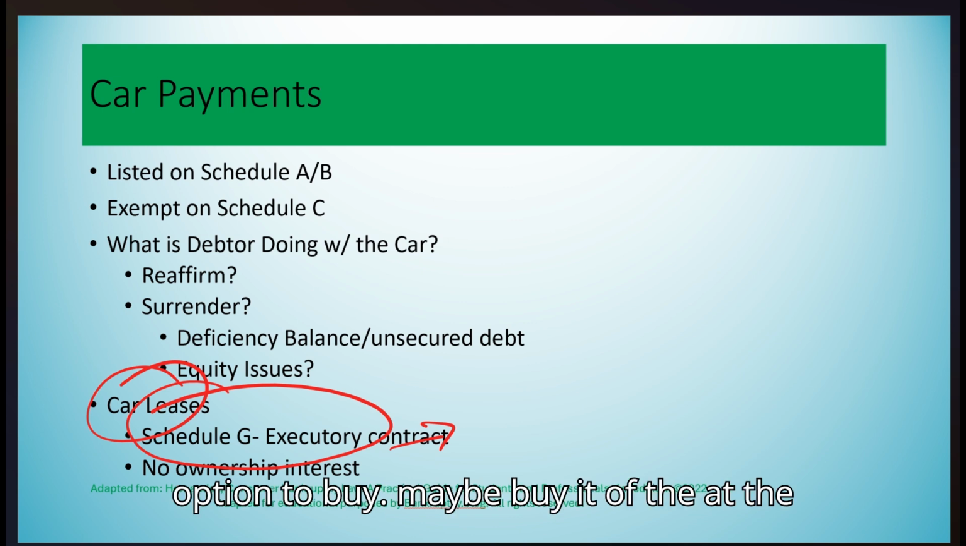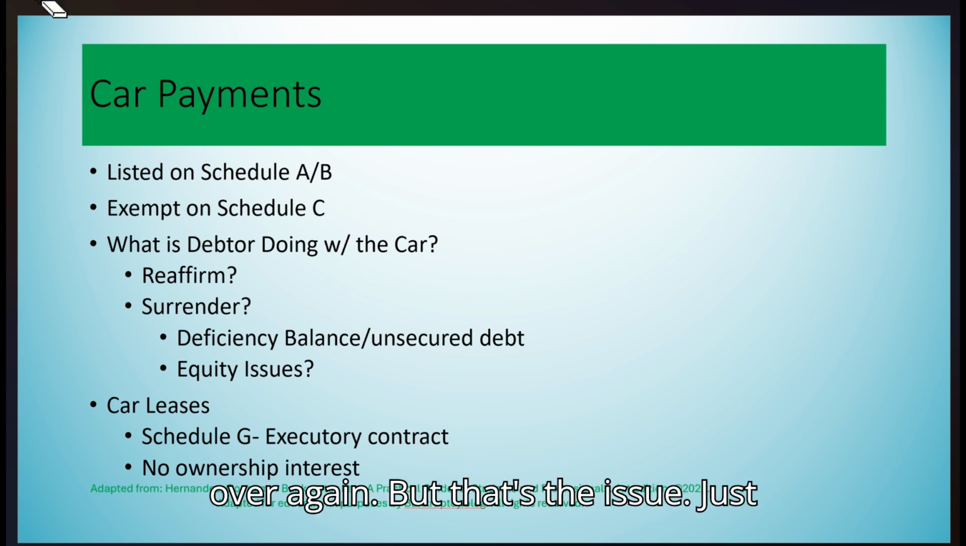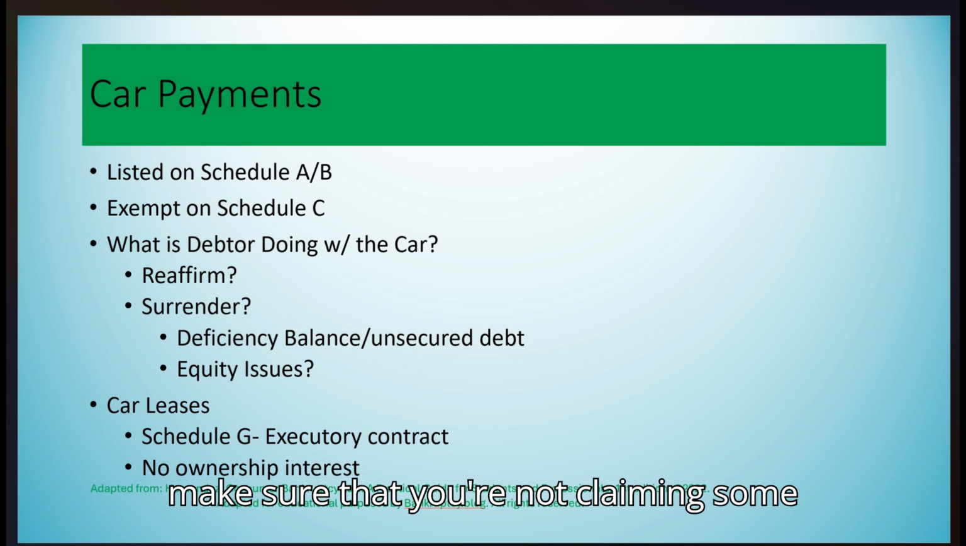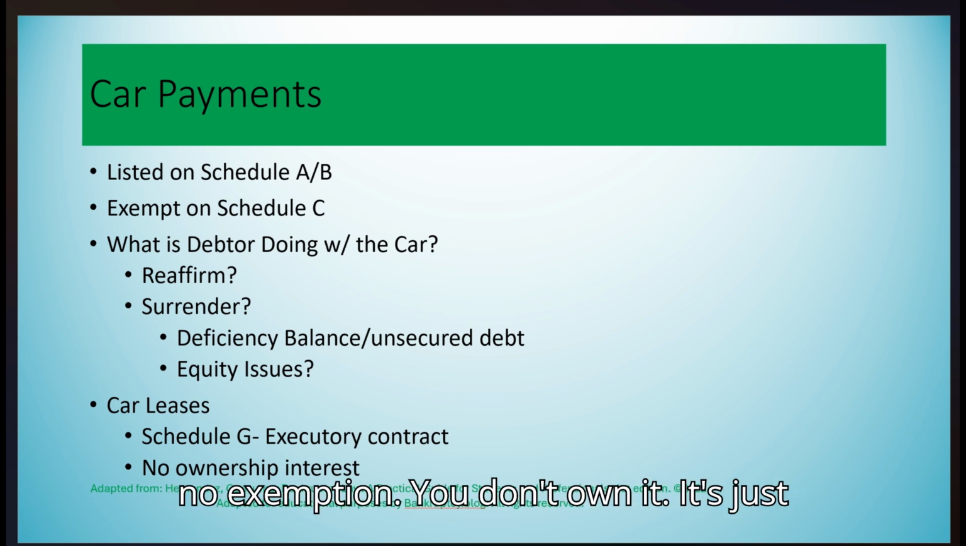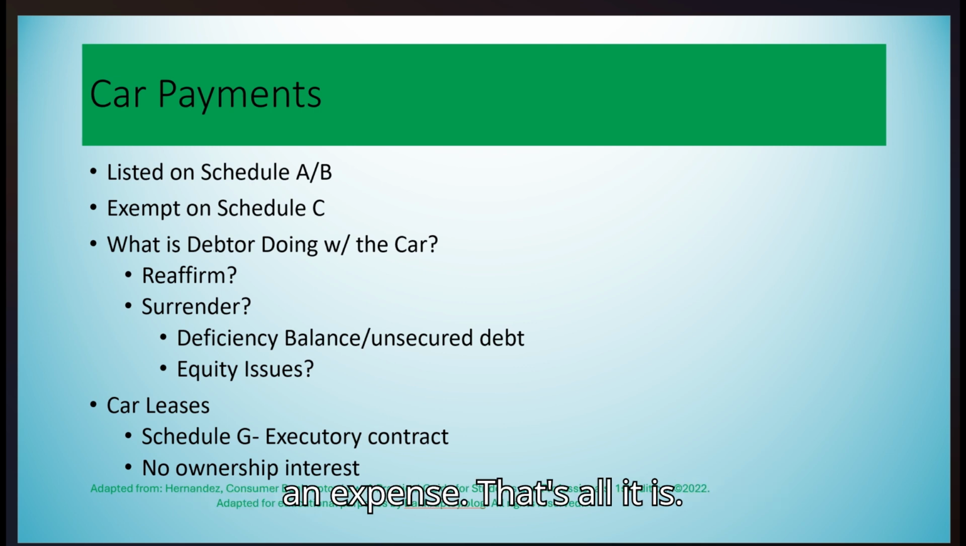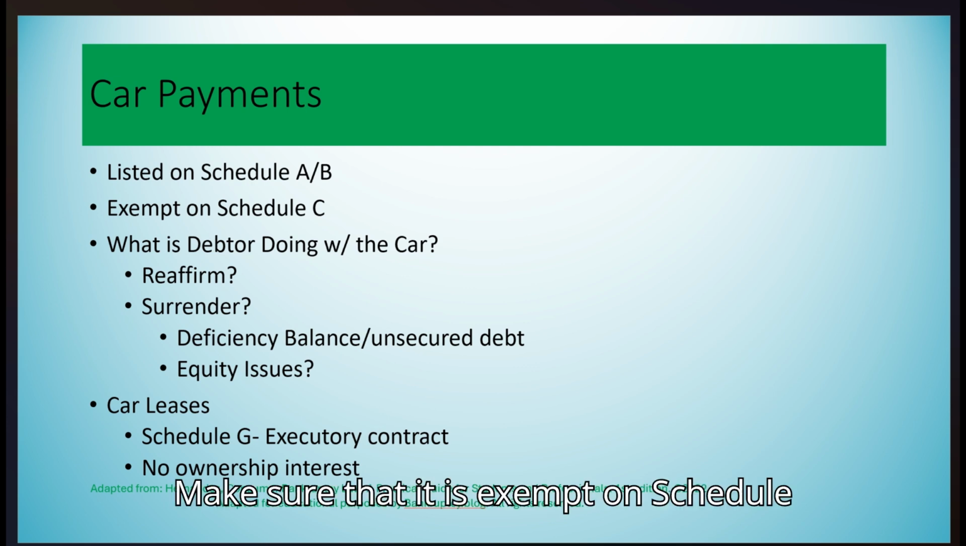To maybe buy it at the end of the day when the lease is up, or you can just turn it in and start all over again. But that's the issue. Just make sure that you're not claiming some sort of exemption to it, because there is no exemption. You don't own it. It's just an expense. That's all it is. Okay. Make sure that the expense is listed. Make sure that it is exempt on Schedule C.